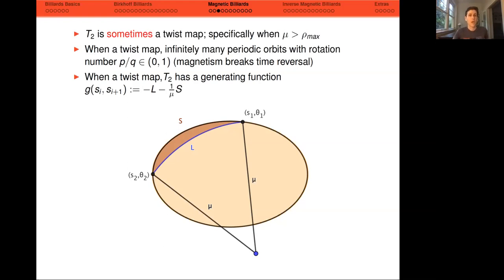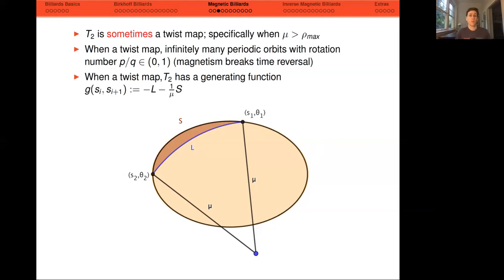So now, in a change from Birkhoff billiards, when this map is a twist map, we're going to have infinitely many periodic orbits with rotation number p over q in the interval from 0 to 1. And there's no longer this time reversal symmetry, because for a magnetic billiard that goes from, say, this point s1, theta 1 to s2, theta 2, reversing the velocity isn't going to retrace that circle. We would also have to reverse the velocity, and we would also have to switch the sign of the charge, so that now it will move in the clockwise direction.